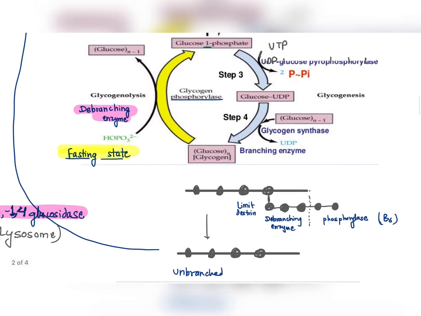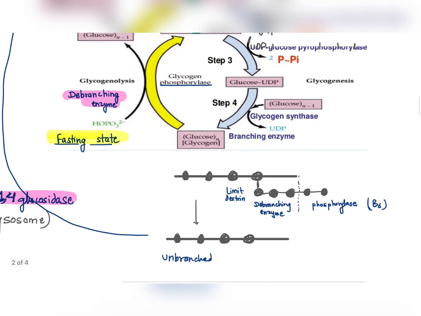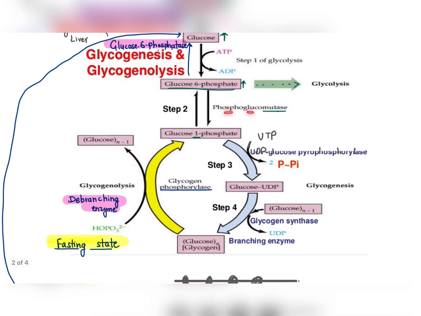Now, the glucose polymer, which is glycogen, right? Here, this way, glycogen phosphorylase acts, and B6 coenzyme is required. So glucose 1 phosphate is liberated by the glycogen phosphorylase. Now when glucose 1 phosphate is formed, it gets converted to glucose 6 phosphate by a reversible reaction with the enzyme phosphoglucomutase.